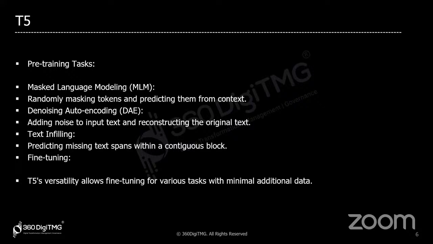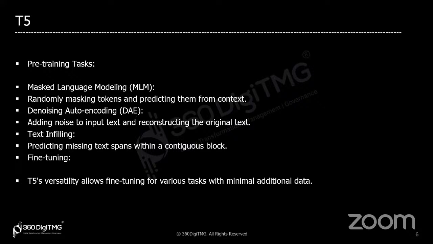After that, there is denoising auto-encoding. What is its purpose? Denoising auto-encoding, DAE, is used to add noise to the input text. Whatever text we have, we add noise to it, and then train the model to reconstruct the original noise-free text. Okay. So why do we do this? This helps the model learn to handle various forms of noise and improves its robustness.